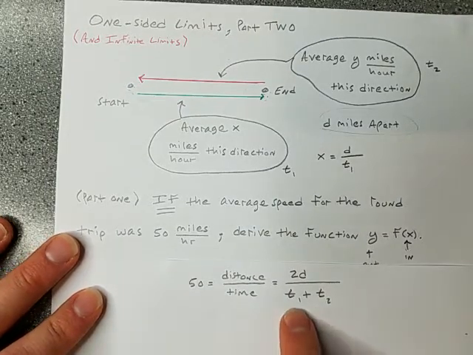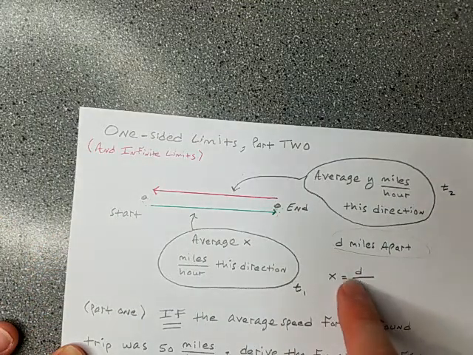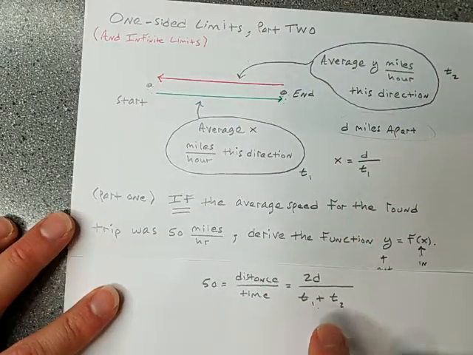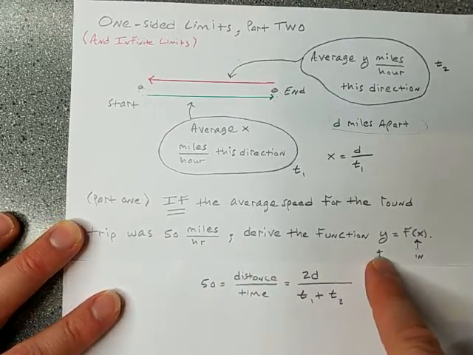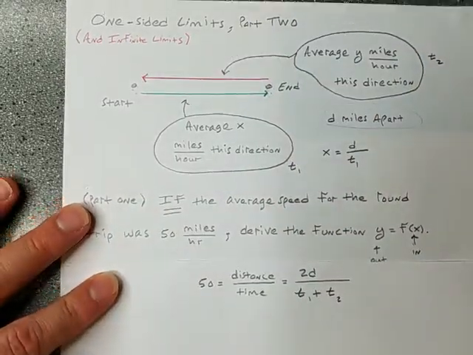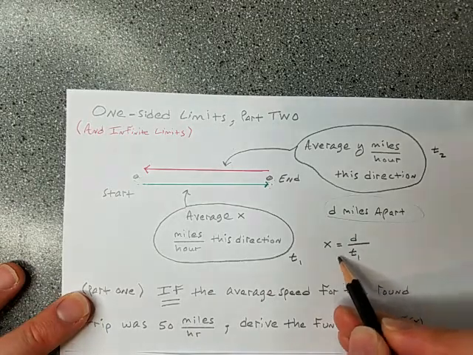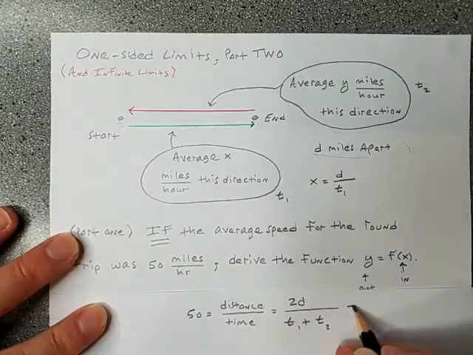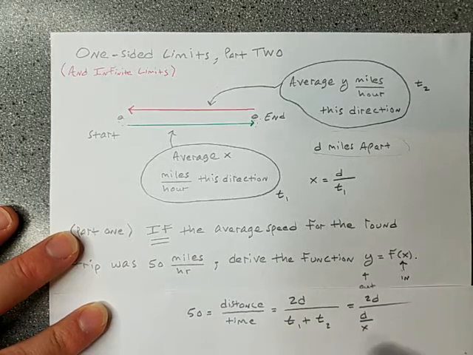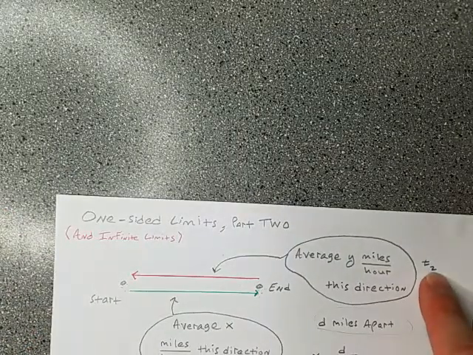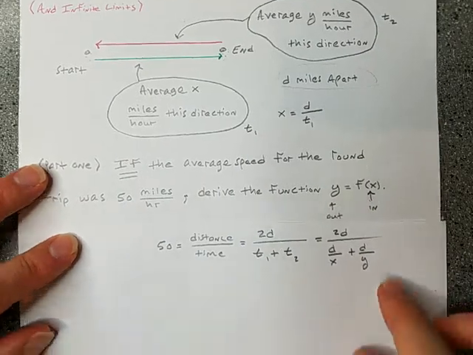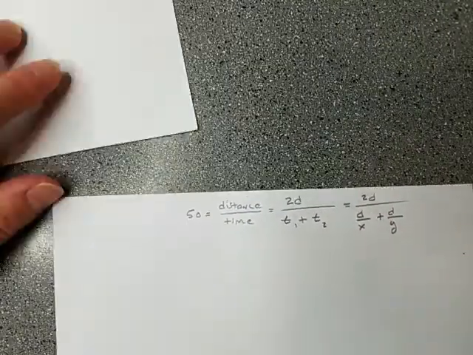So, okay, I've got a way to give you that number. t1 is d over x. I'm trying to get x and y into this, right? I'm trying to take that number and get some formula that involves the average speeds in each direction. So look, if you solve it, t1 equals d over x. All right, so I get 2d, and t1 is d over x. In the same manner, t2 is going to be d over y. All right, so that's better. That's more of what we're looking for here, okay?